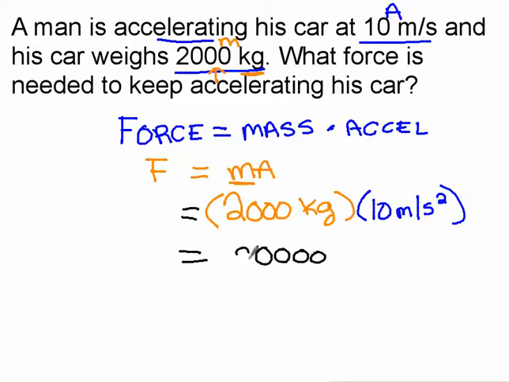1 is 2. And force is always put in terms of newtons, or N, because Sir Isaac Newton was the one who figured out how force works, and so it's named after him. And so the answer is 20,000 newtons. And that is basically how you solve the first kind of force problems.